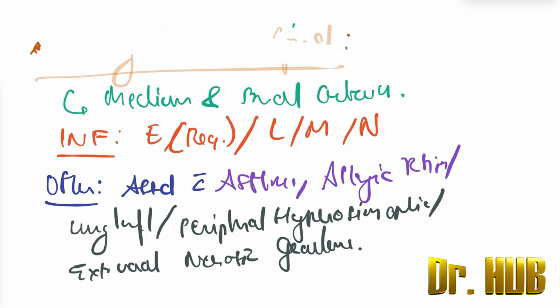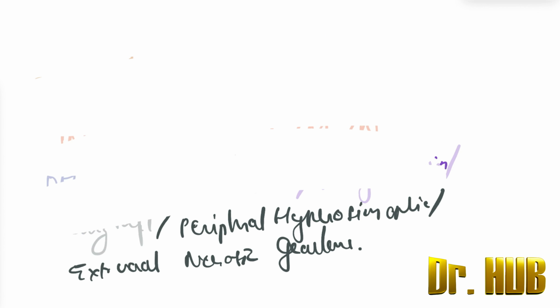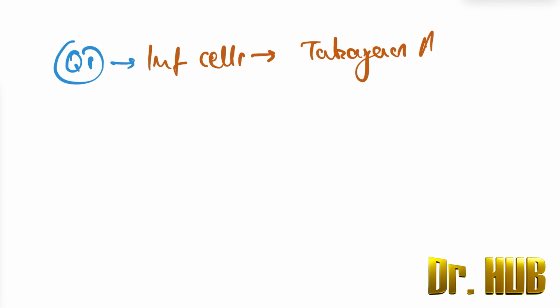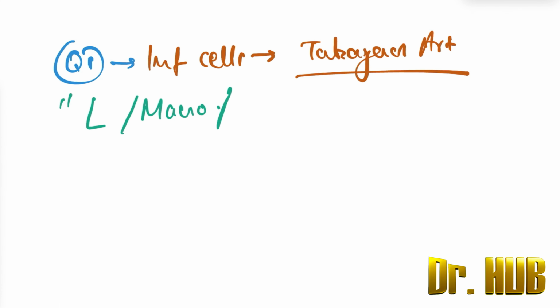Now we'll go on to answering our question. At the start of the video, we asked 2 questions. Now let's look at the answers. The first question was, what are the inflammatory cells involved in Takayasu arteritis? The cells involved include the lymphocytes, the macrophages, as well as the neutrophils, the granulomas, and the giant cells.